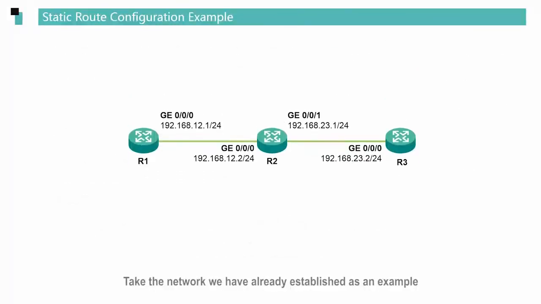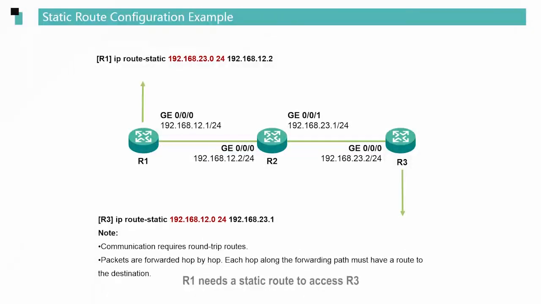Take the network we have already established as an example. R1 needs a static route to access R3. In this case, we can configure one using the ip route-static command. In the command, we need to set the destination IP address to 192.168.23.0, the mask length to 24, and the next hop IP address to 192.168.12.2, which is the IP address of an interface on R2.